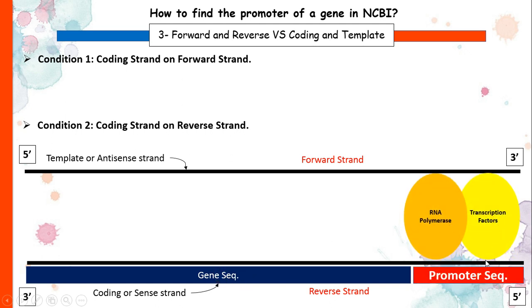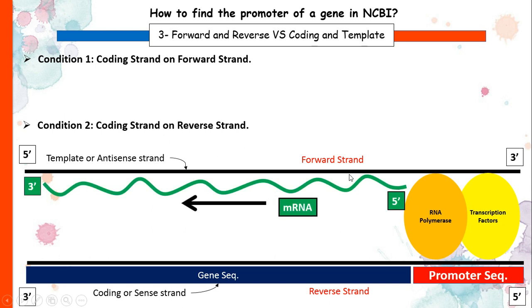The transcription factors identify the promoter sequence and help RNA polymerase to stick to it, and they start the transcription based on our template or antisense strand, and this is our direction. The template strand is being read from 3' to 5', and the mRNA is being created from 5' to 3'.